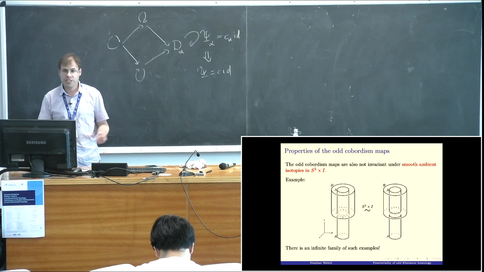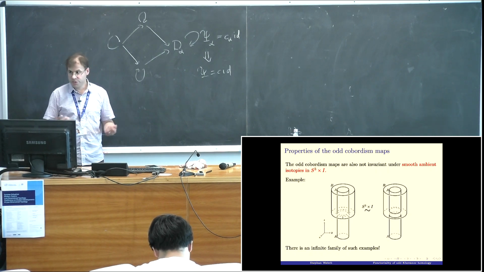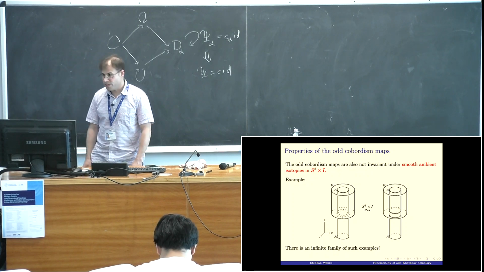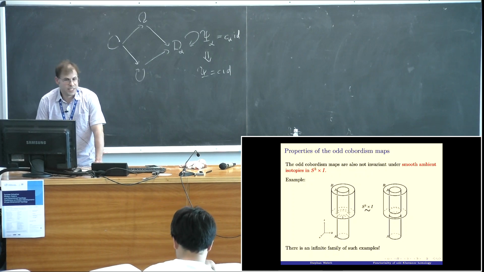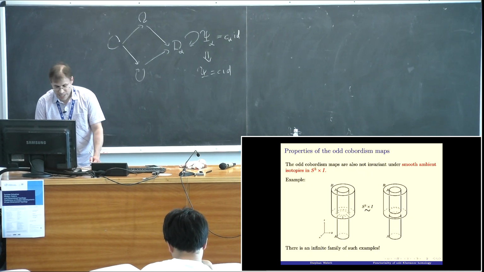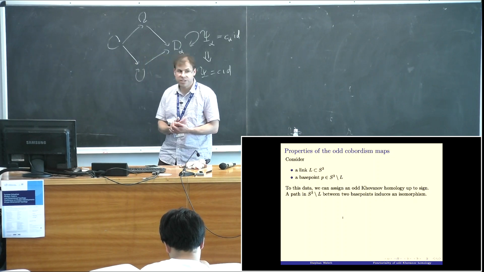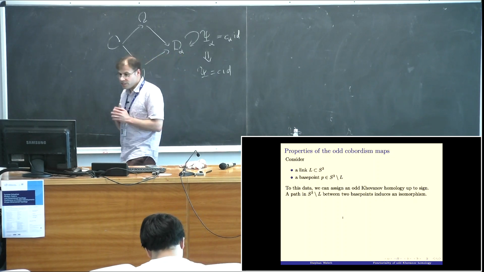And there are actually infinitely many such examples, so there are infinitely many cobordisms that are all mutually ambient isotopic in S3 cross I, but that all induce different maps in odd Khovanov homology. So odd Khovanov homology is just not functorial in S3 cross I. Now you can ask, how badly does it fail to be functorial in S3 cross I? And this is now a bit speculative, a part of it.